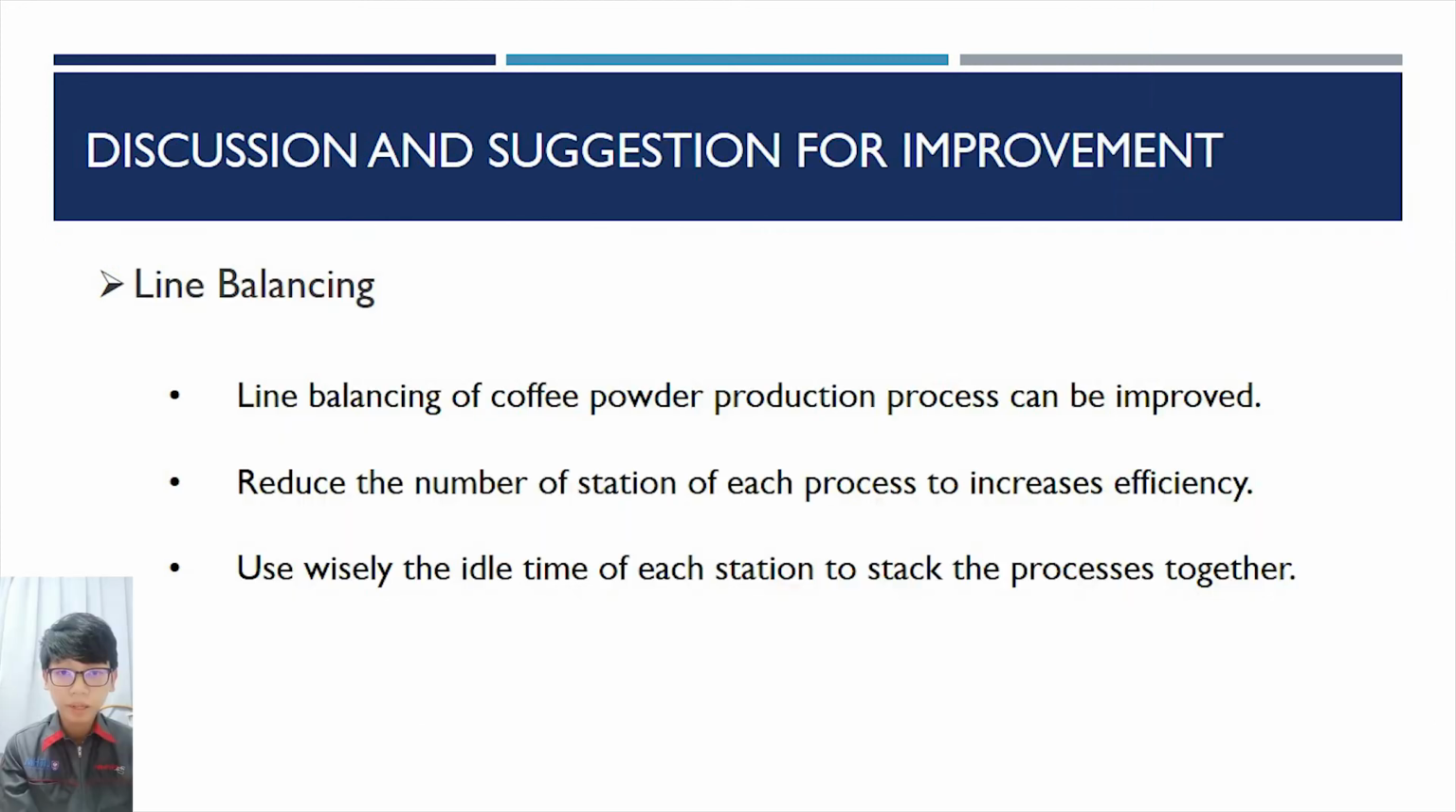Thank you. My name is Li Xiahui. Next, I'm going to talk about the discussion and suggestions for improvement for the KLUANG coffee powder factory. The line balancing of coffee powder production can be improved by reducing the number of stations of each process so as to increase the efficiency. We can wisely use the idle time of each station to stack the processes together and increase the efficiency of the production.